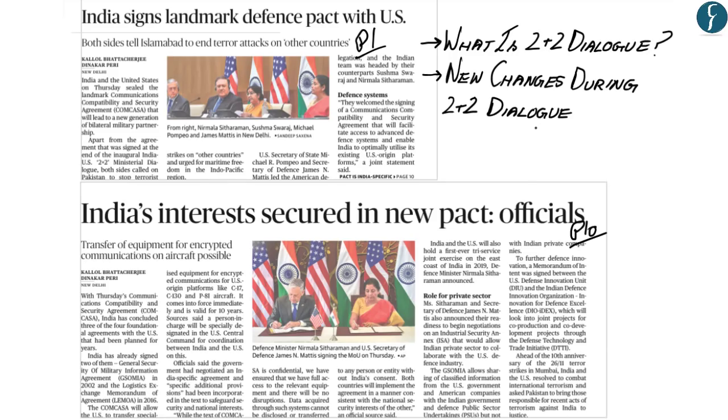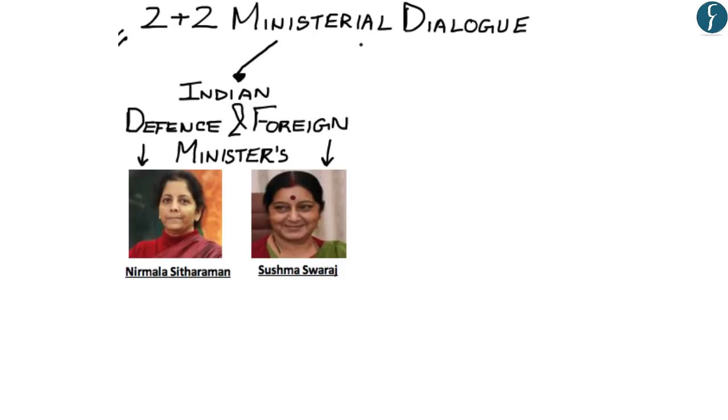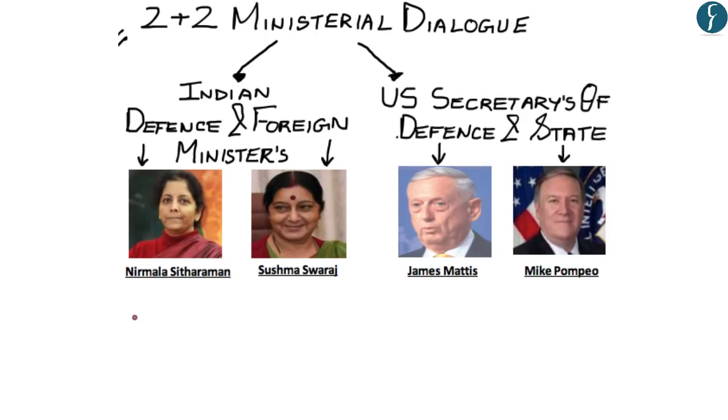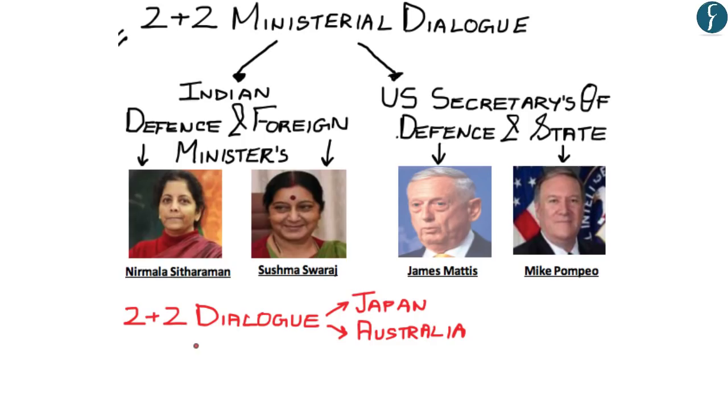Now let us first understand what the 2+2 dialogue is. This 2+2 ministerial dialogue is held between the defense and foreign ministers of India, while on the other side, the United States would be represented by the US Secretary of State and the US Secretary of Defense. This is different from the 2+2 dialogue that India has with Japan and Australia, which is conducted between the foreign and the defense secretaries of both nations.